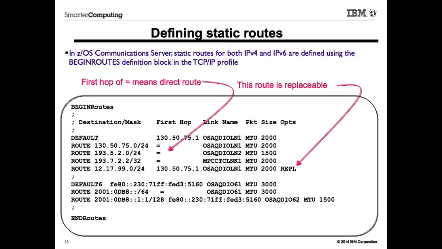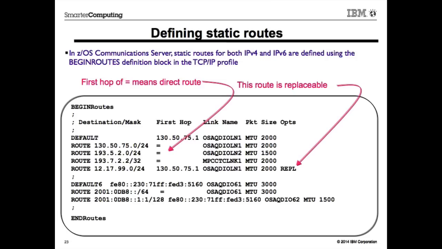But in this table, you give the destination, the first hop, the link name, the packet size, and any other options. The reason the packet size is important is because that will override the interface packet size. Any sends that use that route out of the routing table will use the packet size specified. So, for example, if OSA QDIO LN1 actually supports jumbo frames, but the default route has an MTU size of 2000, that's the MTU size we'll use on the route regardless of the underlying hardware. So the MTU size on the route is kind of the final determiner. The MTU size on the route in some cases can be learned from the interface, but if you code it, it's going to be used.